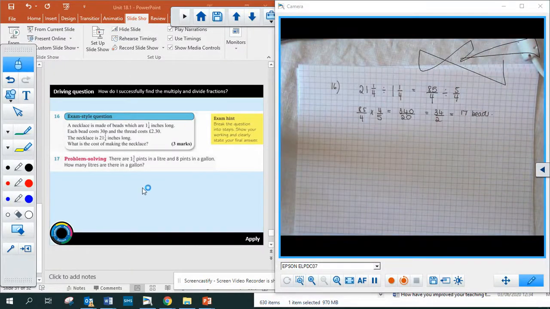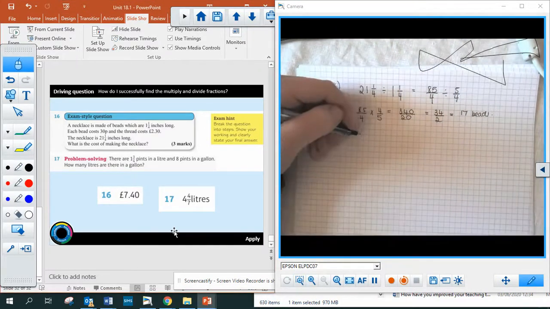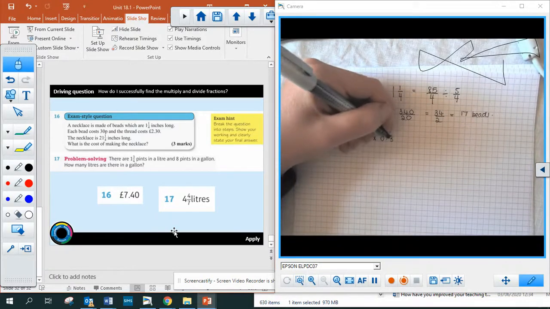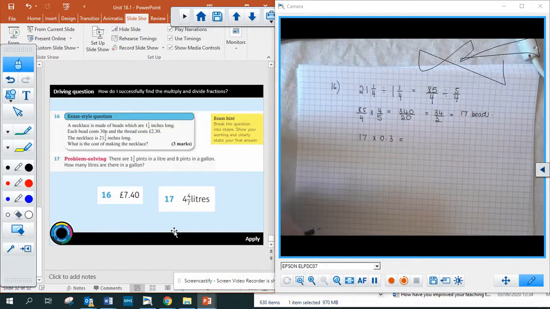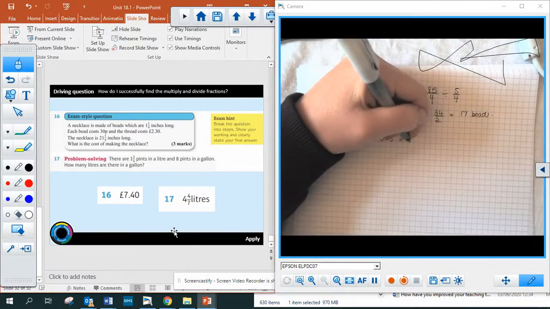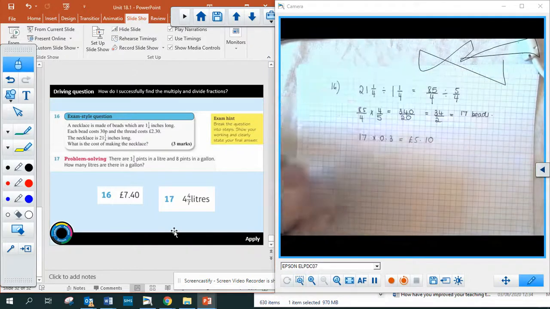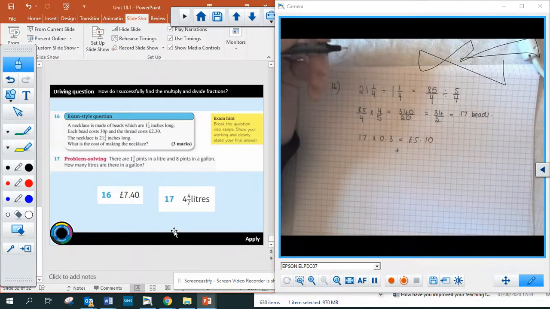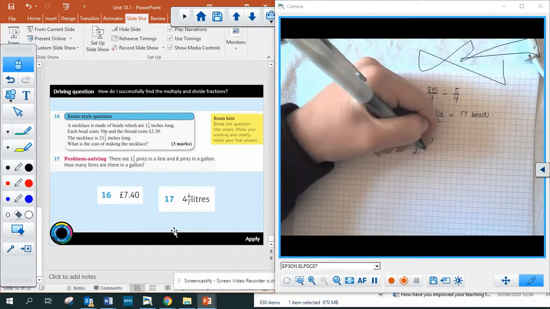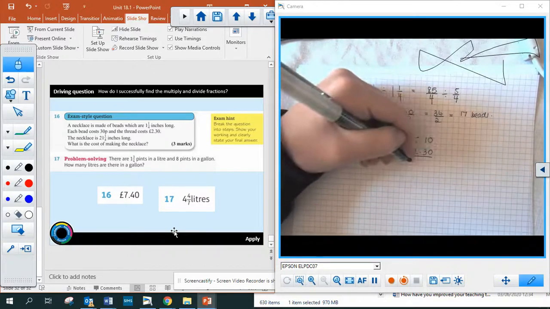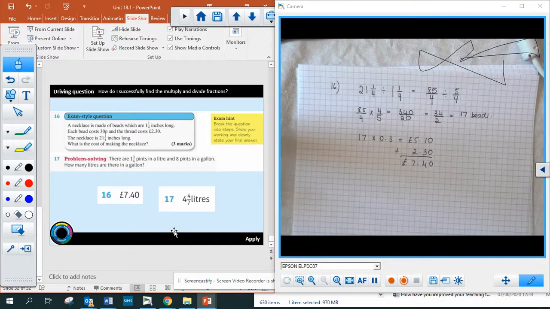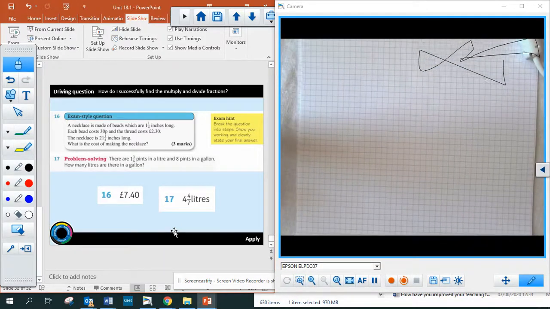I just realised I don't have the answers up there for you as well. So we need 17 beads, and each bead, they say, costs 30p. So 17 times 0.3, which is the same as 30p, would give you £5.10. Now we need to add the cost of the string, of the thread, which was £2.30. When we add £2.30, we get £7.40 as our answer.